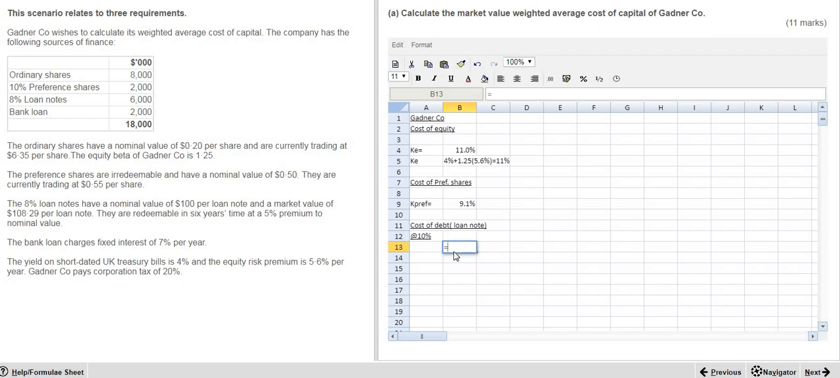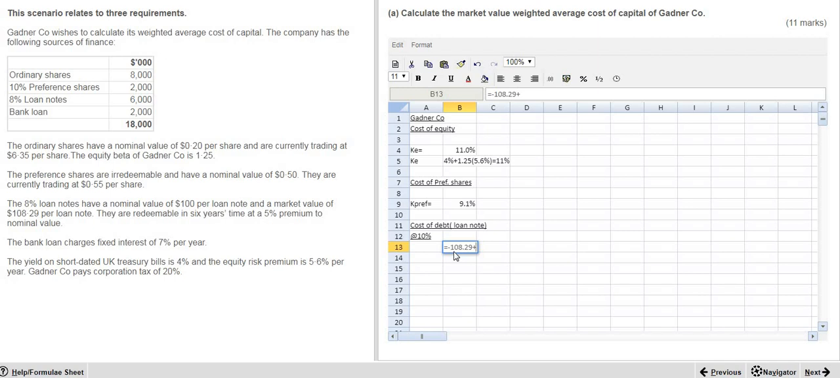Equal to, remember, the first one, the one on top, is what? Year 0. And that year 0 is always in bracket. That's the market value. It's in bracket. So I'm going to say minus. What's the market value of the loan note? 108.29. Now, that 108.29, remember, it's a summation of everything that gives you the NPV.